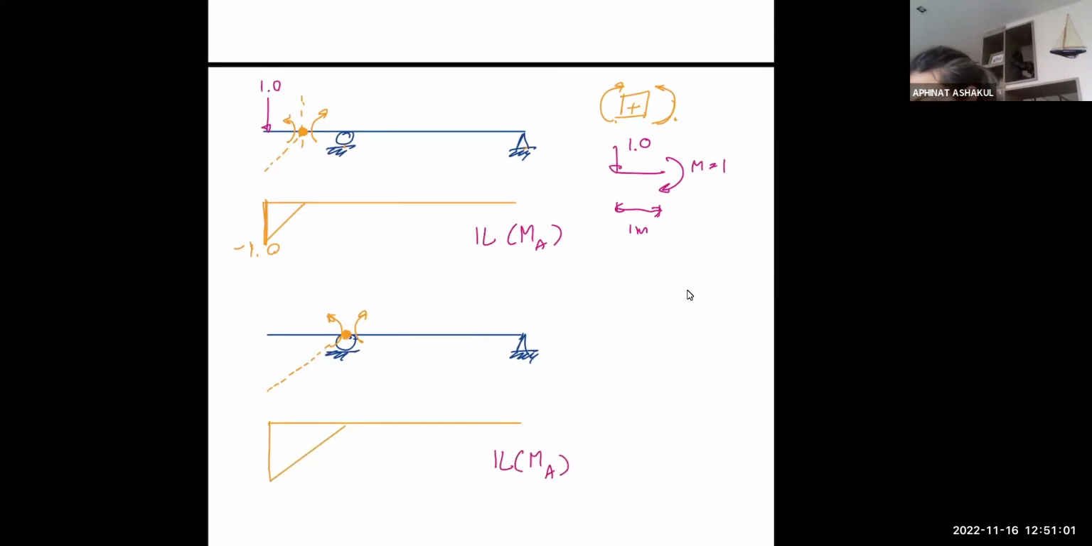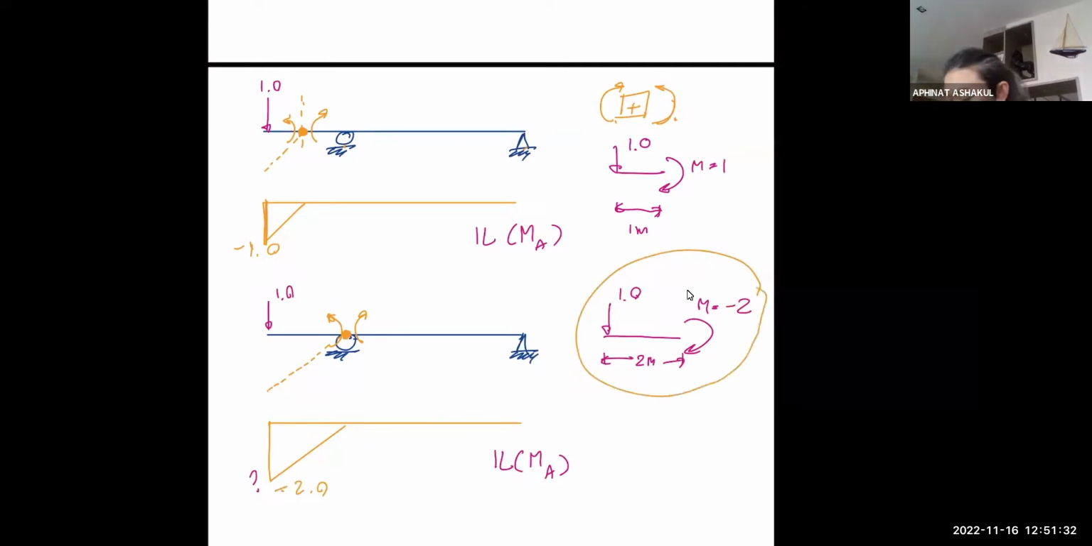It's the same nature of the load. And when I want to know how much this is, I simply apply the unit load here and calculate MB. So my free body diagram would be 1, but this time this is 2 meters, right? And here the moment is going to be equal to -2. And here is therefore -2. Where do you get that value from? It's from this free body diagram.